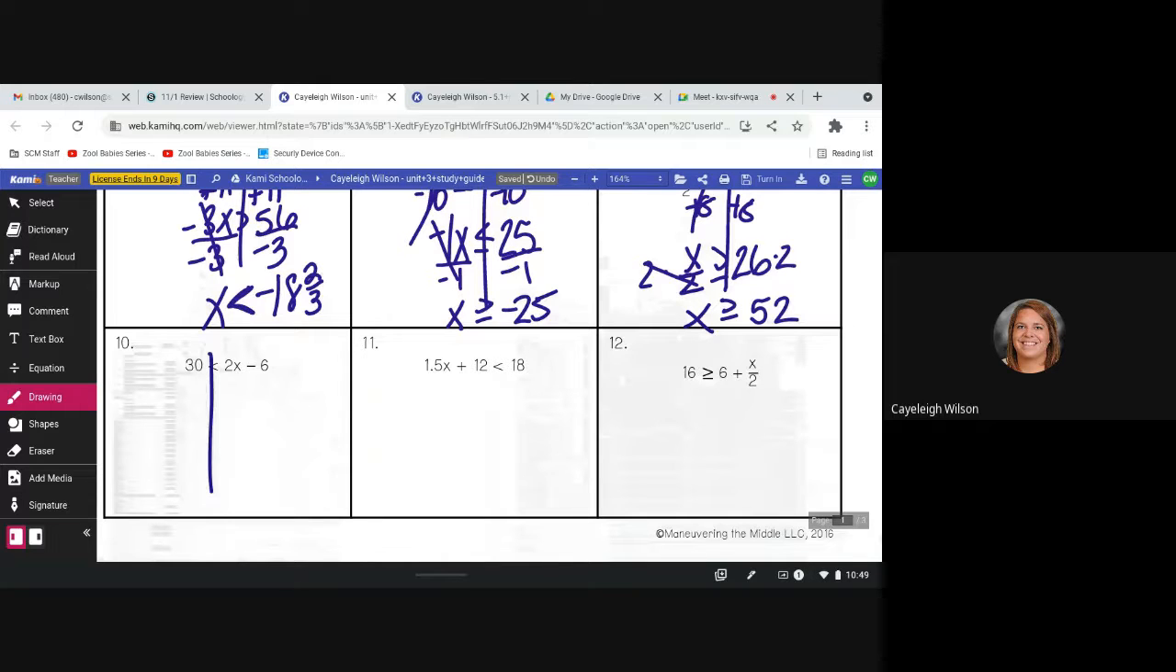All right, number 10. I undo the subtraction, so I'm going to add 6. So that's 2x is greater than 36. And remember how I talked about leaving the x on the side that it started on. So that's why I'm leaving the x on that right side. Divide by 2, and x is greater than 18.